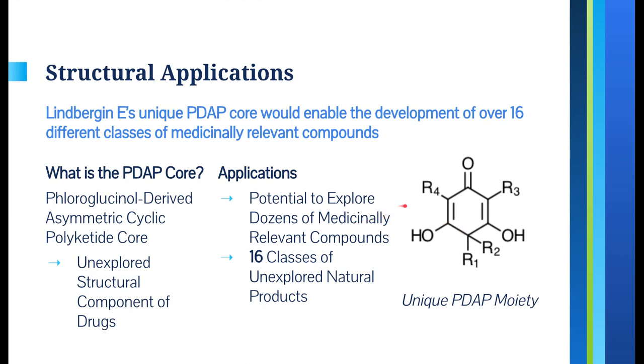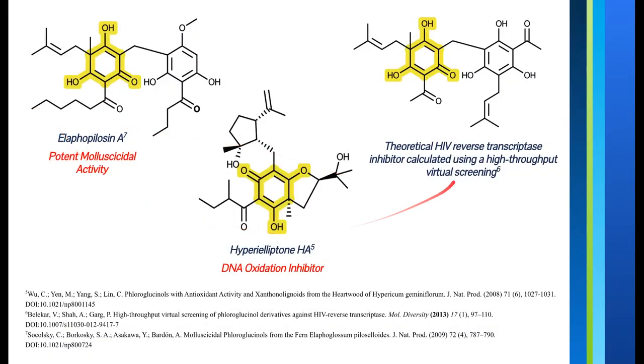So if I'm able to synthesize this moiety, I'll then be able to apply that to different molecules in the future. Here are three different examples of those drugs that contain this moiety. So if I can synthesize Lindbergin E, I should also be able to synthesize these other drugs.